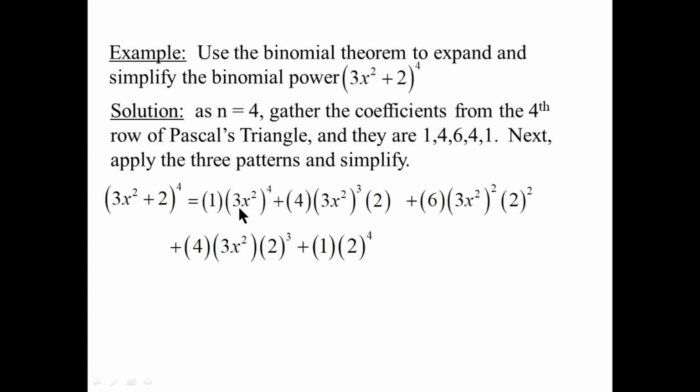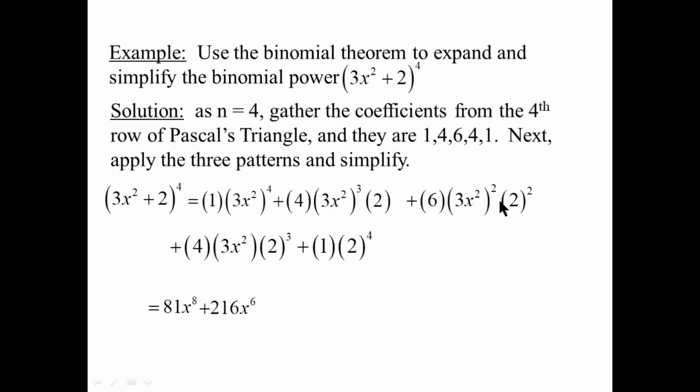Now 1 times can be ignored because everything's 1 times. And 3 to the 4th is 81x to the 8. So it will be 81x to the 8. This term here when simplified, 81x to the 8. Consider this one. 3 cubed is 27. 27 times 2 is 54. And 54 times 4 is 216. x to the 6, because in that configuration we multiply exponents.